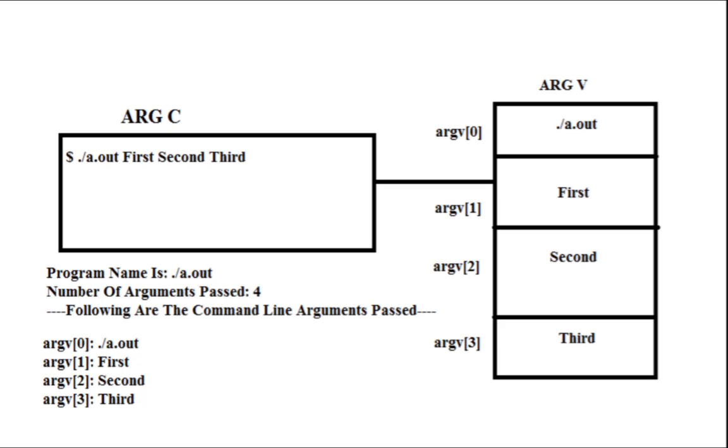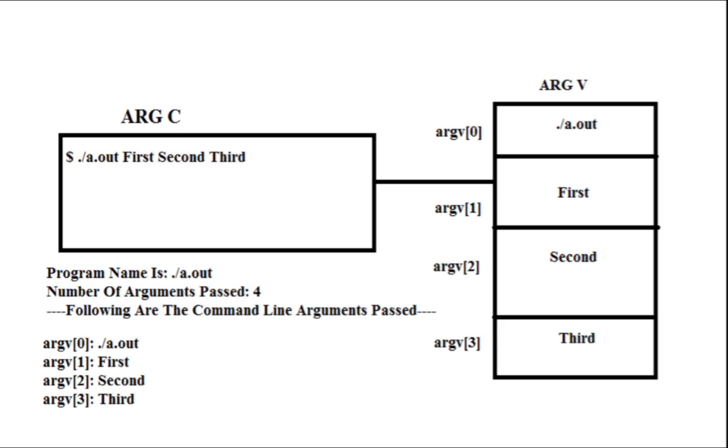So here a.out is the name of the program or the command. First a.out will be stored in ARGV of 0, and the other command line arguments will be stored in ARGV of 1, ARGV of 2, ARGV of 3, like that. So if you execute this, what is the command you are executing here? a.out. What are the arguments you are giving to that program? first, second, third. The first will be stored in ARGV of 1, second in ARGV of 2, third in ARGV of 3.